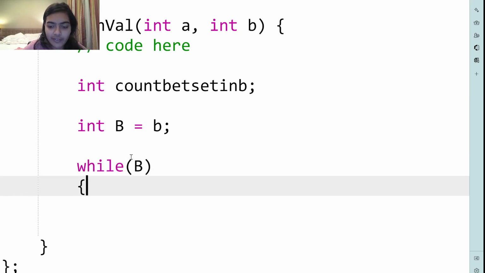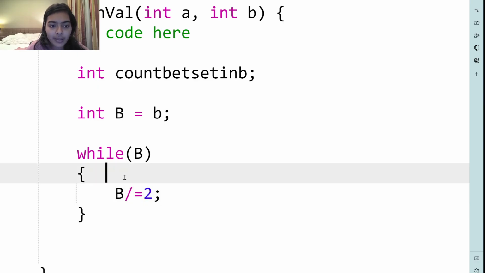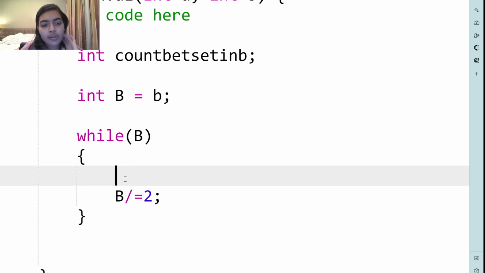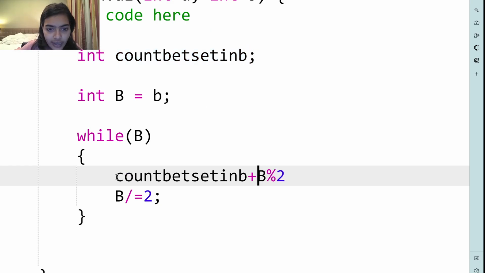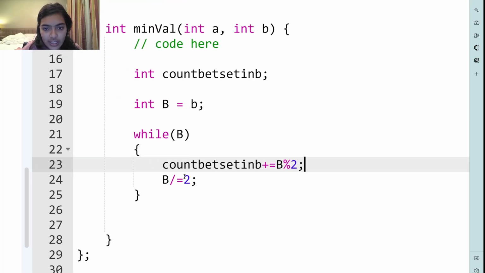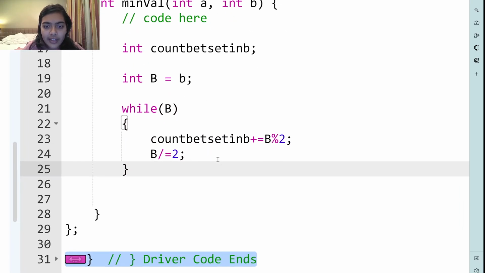Just take the given number and keep dividing it by 2, and you check the remainder. For example, you just take b mod 2, and if b mod 2 is equal to 1, if the last digit is 1, then you can just count that bit. So this is the simple logic to find out how many bits are set in a given number.